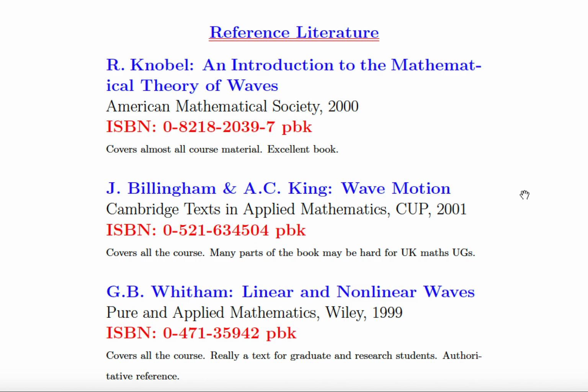Another, a little bit deeper and more physical insight is given by Billingham and King, Wave Motion. It's a textbook in the Cambridge Applied Maths series, and if you were a student in Cambridge, this is a book you would most likely be recommended to follow.